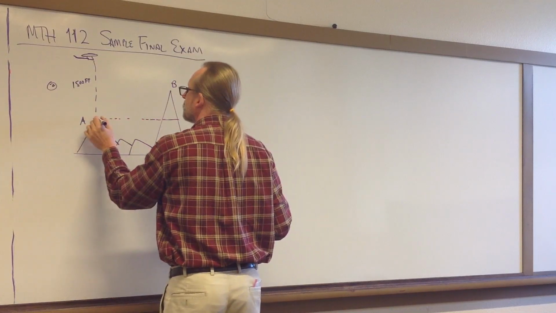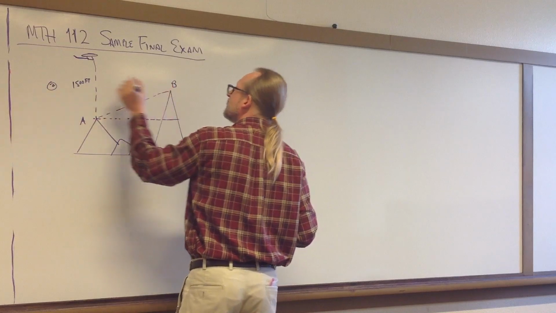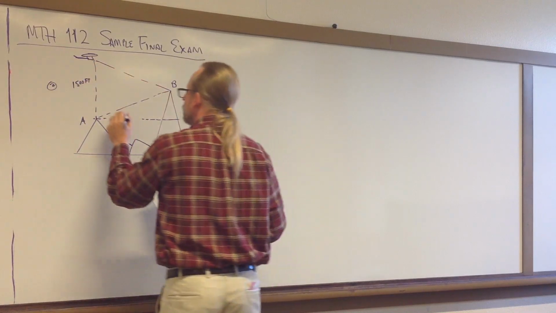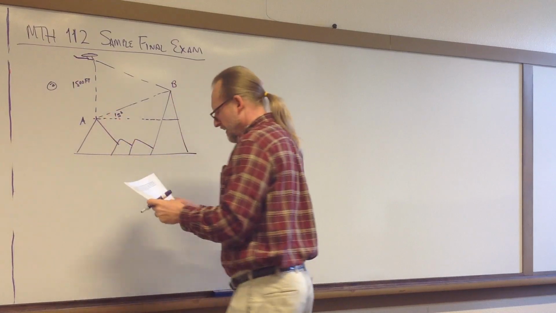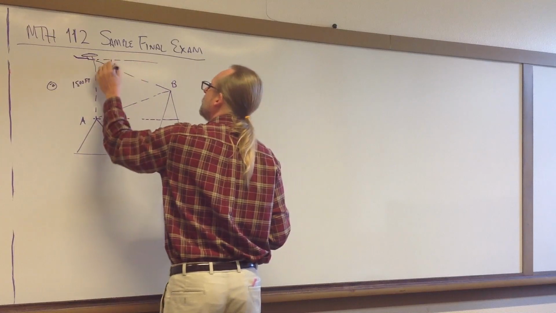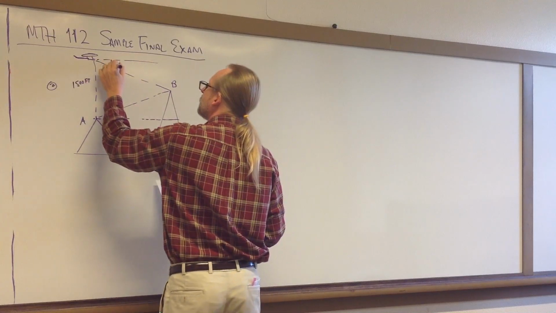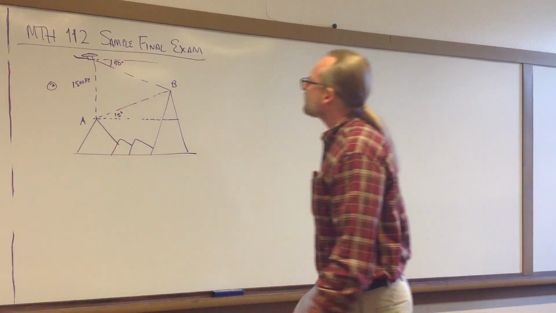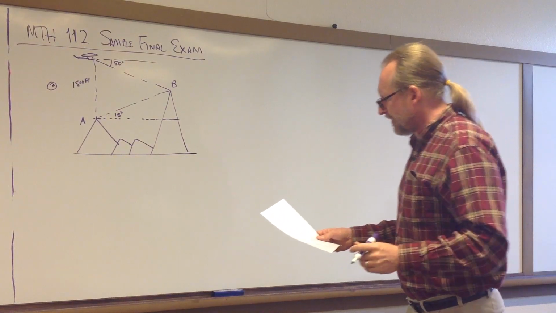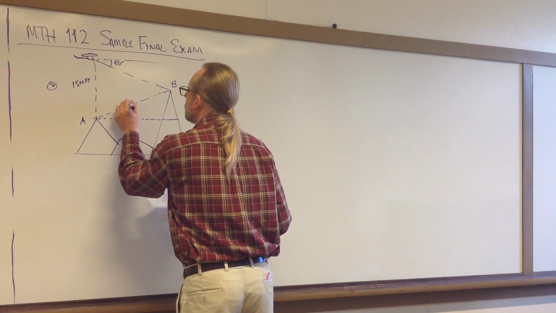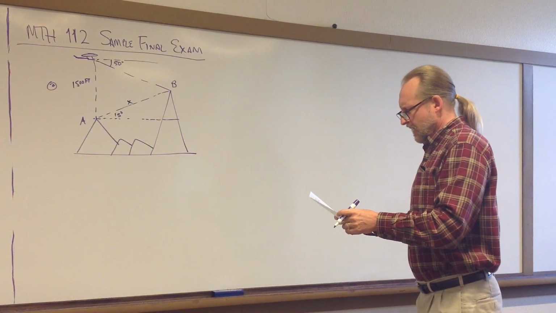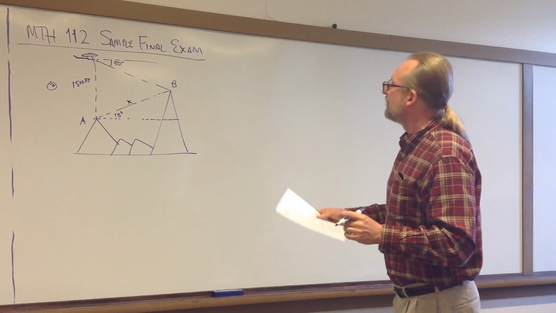And then, let's see here, we've got a series of lines drawn in here. We know that this angle is 15 degrees. We know that this angle up here is 50 degrees. And what are we being asked for? Find the distance between the two mountain peaks. So that's this distance right here. I'll call that x. And the approximate altitude of B.